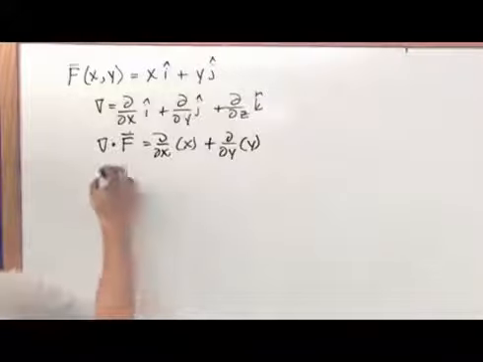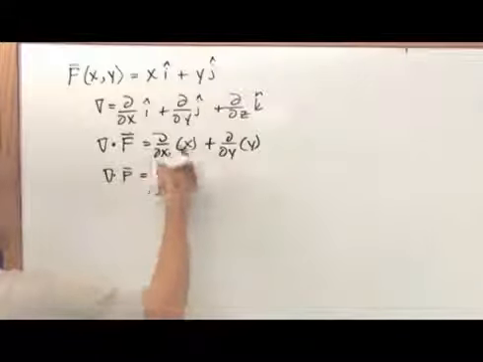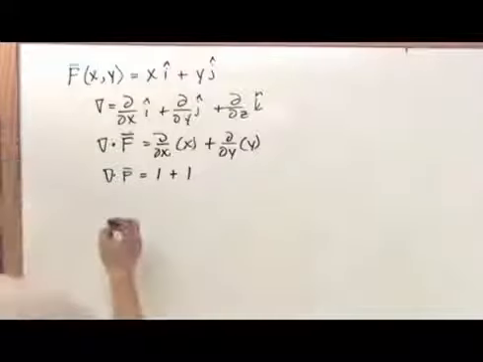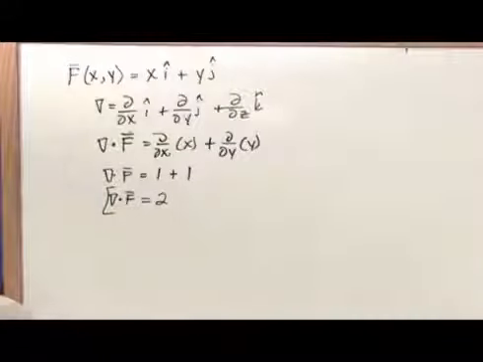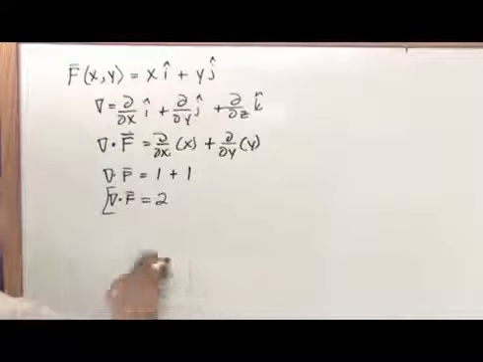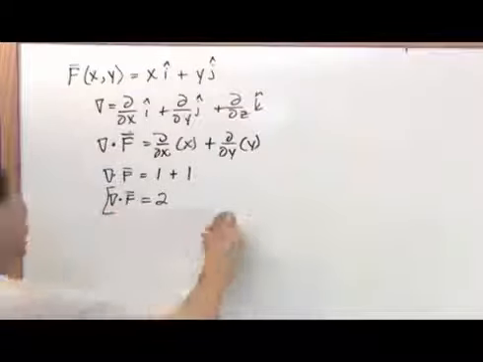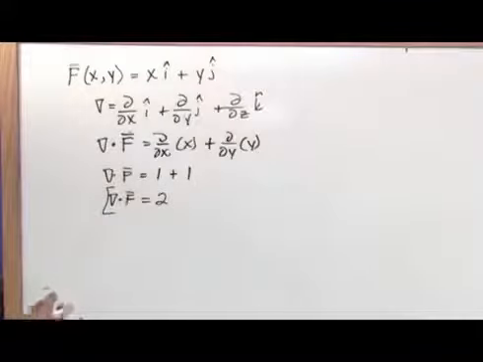Okay? So the divergence of this vector field is equal to what? The partial with respect to X of X is 1. Partial with respect to Y of Y is 1. Okay? So the divergence of this thing is just equal to 2. Now notice the divergence is a positive number, so it's a sourcing type of field. And notice that the answer is not dependent on X and Y at all, which is actually pretty unique. Most of the time when you calculate the divergence, depending on where you are, the divergence will be a different value. But for this particular vector field, no matter where you are in the XY plane, the divergence is always equal to 2. Okay?